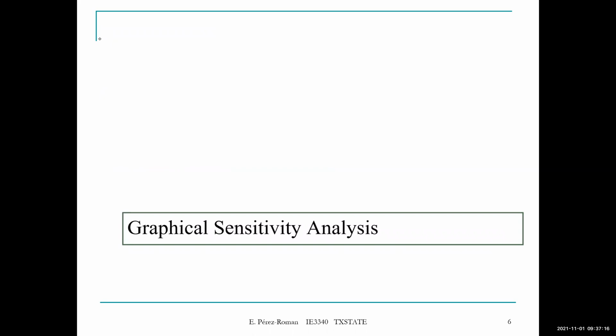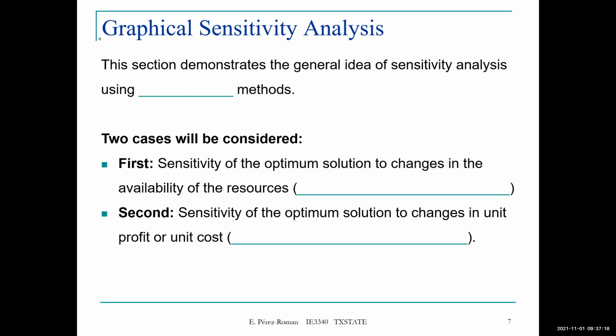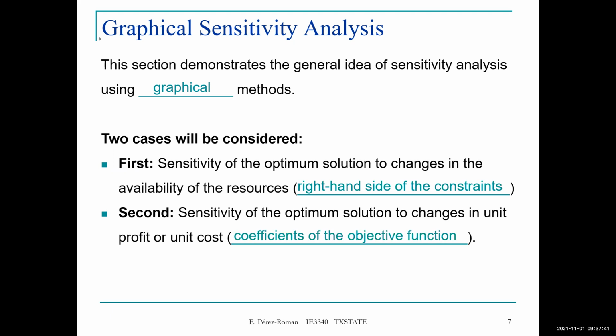So let's start with the graphical sensitivity analysis. What this section is going to do is demonstrate the general idea of sensitivity analysis using the graphical methods. So two cases will be considered. Again, we're going to look at changing the parameters on the right-hand side of the constraints. And we're also going to study what's going to happen if we change the coefficients of the objective function. So sensitivity of the optimal solutions to changes in unit profit or unit cost.